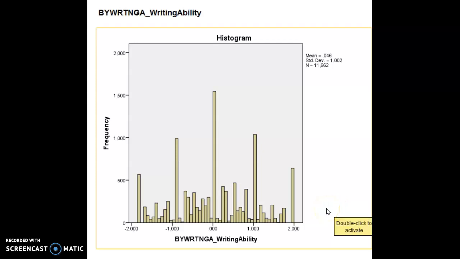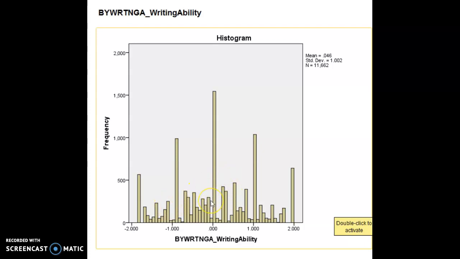So what happens when SPSS gives you a default histogram that has way too many classes or bins or intervals, or whatever you want to call these bars? It's really hard to see the actual shape of the data here.